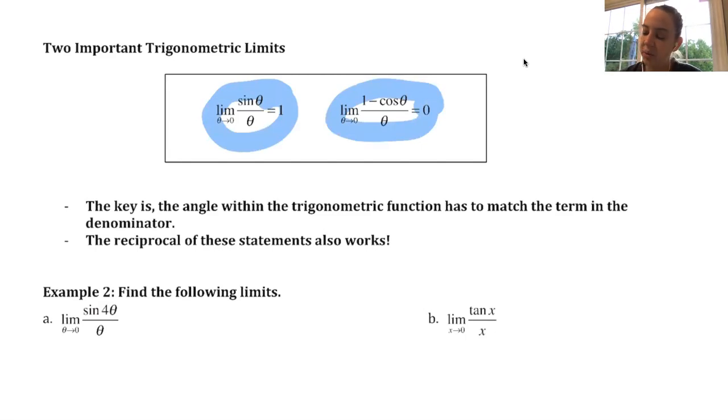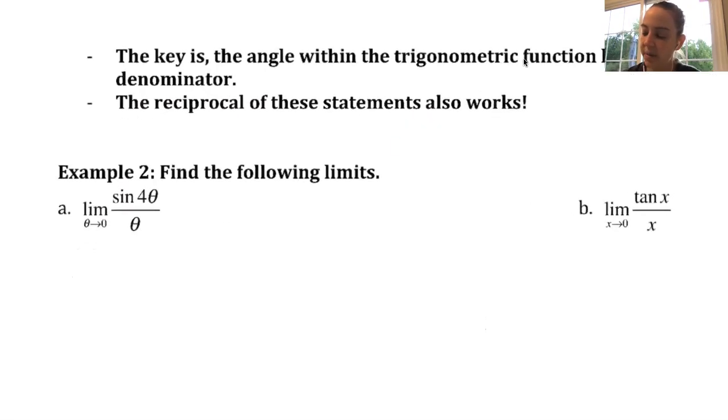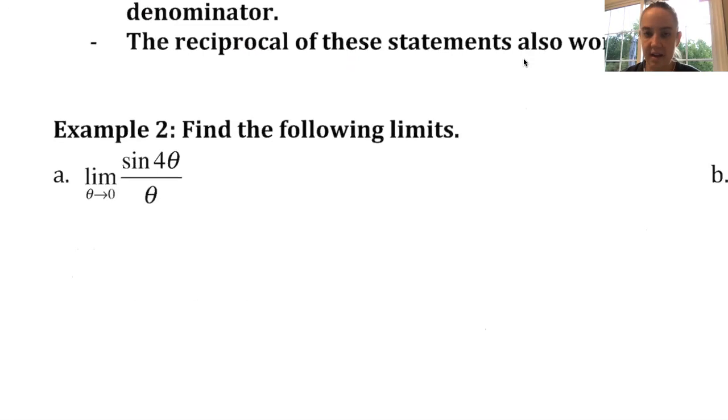For example 2, we want to find the following limits. The limit as theta approaches 0 of sine of 4 theta over theta. So the key is we need that sine of theta over theta. That's what needs to match. In this problem, we have a 4 in the numerator with this theta, but you don't have a 4 in the denominator. So I'm going to tell you to put a 4 in. But if you put a 4 in the denominator, you've just divided the whole function by 4, and that's not allowed. So you have to put a 4 in the numerator as well.